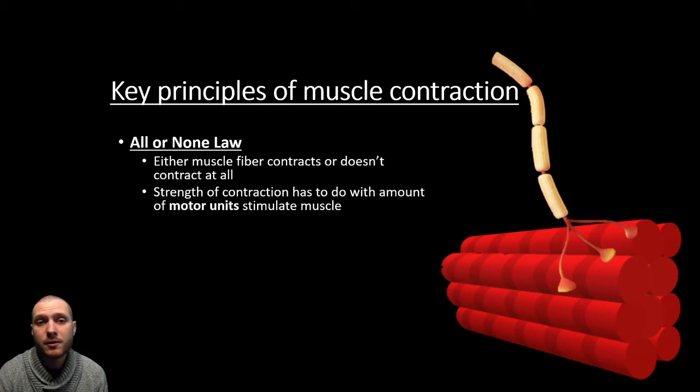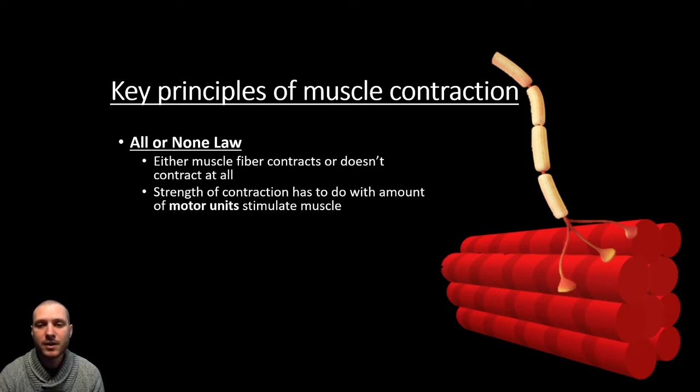Okay, so picking up where we left off, we're going to talk about the key principles of muscle contraction. The first one's going to be the all or none law, or the all or none principle. What this states is that either a muscle fiber contracts or it doesn't contract at all. This means that the sarcomere either shortens or it doesn't shorten. It can't shorten a little bit or shorten a lot. It's all or nothing. So the strength of a contraction then has to do with the amount of motor units that the muscle is stimulated by.